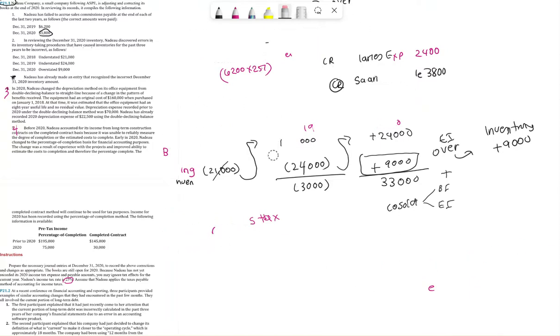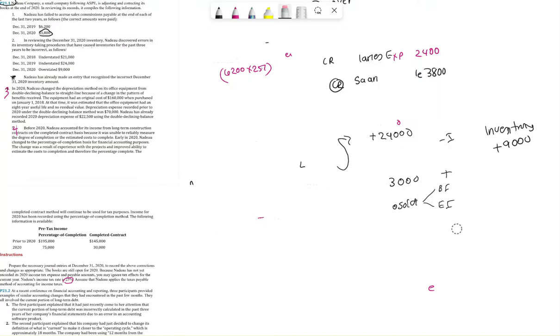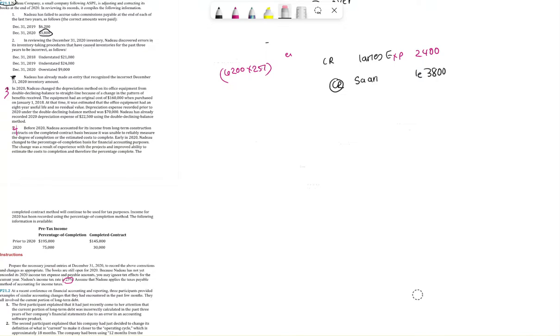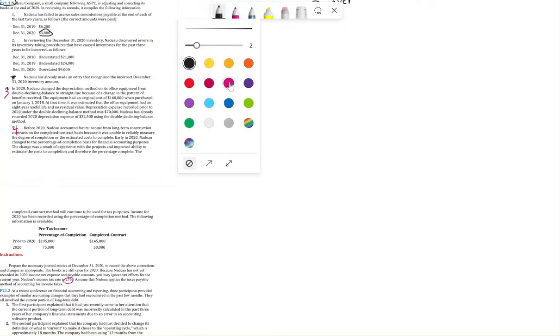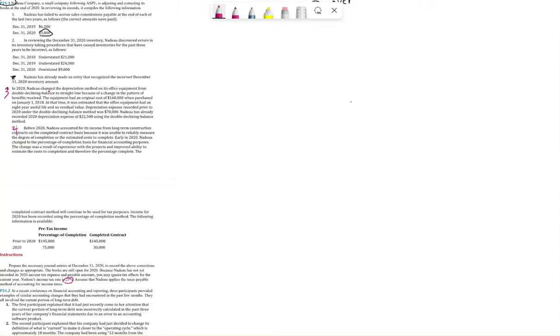Number 3 is asking something to do with a change in estimate. If it's a change in estimate, then we know that no prior period adjustment is needed. You make the adjustment prospectively. So let's look at the question. They're saying Nadu changed the depreciation method on its office equipment from double declining to straight line. So they were using double declining, but what they want to use now is straight line.